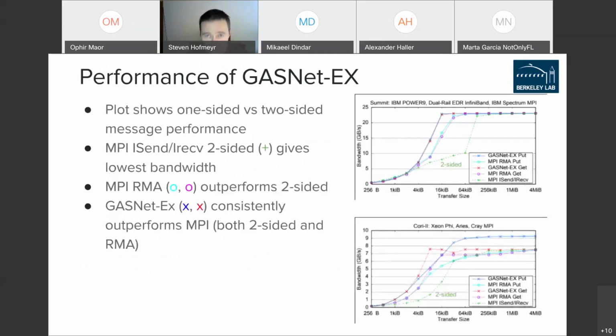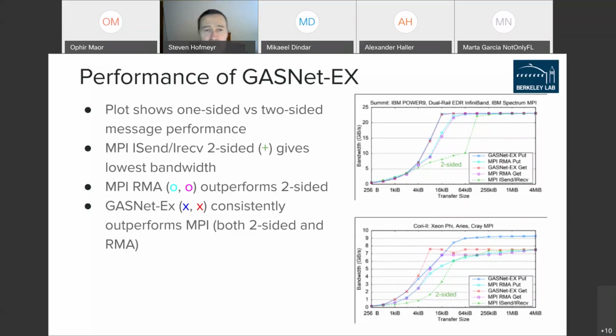So what's the benefit of using something like GASNet-EX? Well, one-sided communication can be a lot faster than two-sided, which potentially requires more programming effort because you have to synchronize and coordinate the sends and receives, but there's also more communication required because of round-trip requirements.